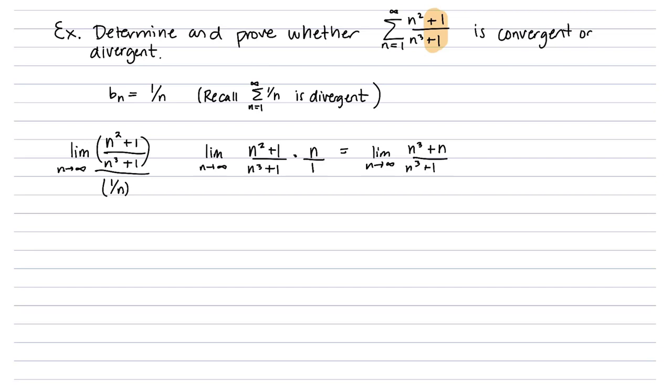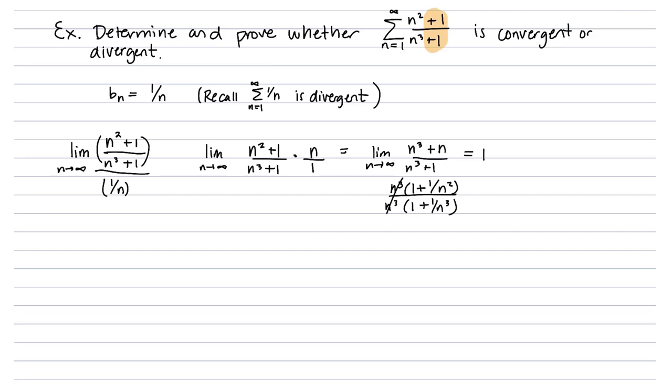And hopefully you can tell, looking at that, since we've practiced limits quite a bit by now, that the limit there is going to be 1. If you're not sure about this, you can definitely factor out the n cubed. That's probably the fastest way of seeing that limit and reduce, right? Okay, so our limit is 1.